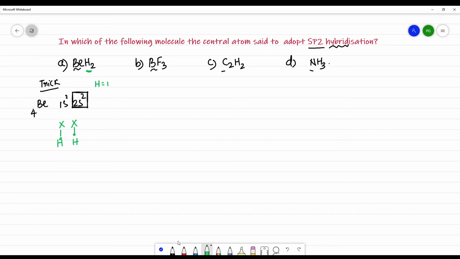Now to calculate the hybridization, see, this one bond pair is s and another bond pair is p. Here the hybridization is sp hybridization. Next, BF3. So what is boron? Boron's atomic number is 5. So it has 1s2, 2s2, 2p1.